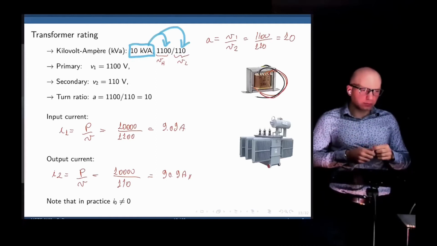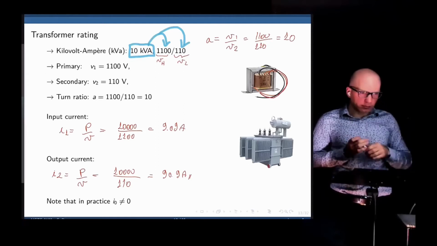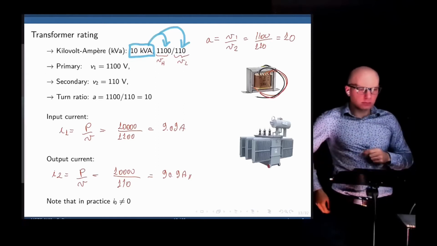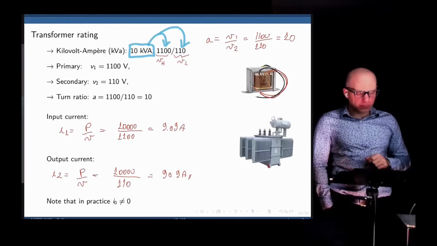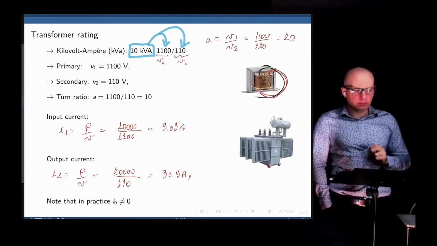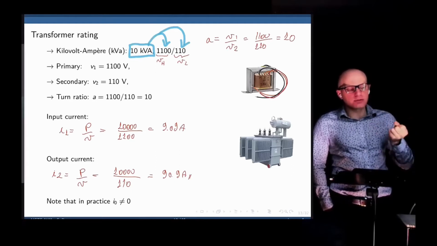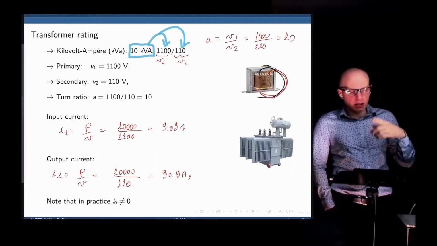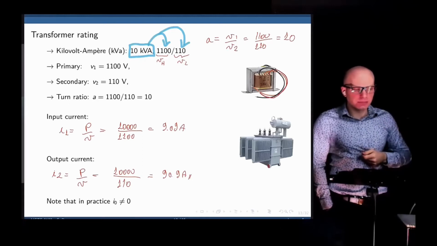When we were looking at practical transformers, some power will be dissipated in the flux leakage and core losses. The transformer will heat up because of eddy currents, and some energy is lost there.